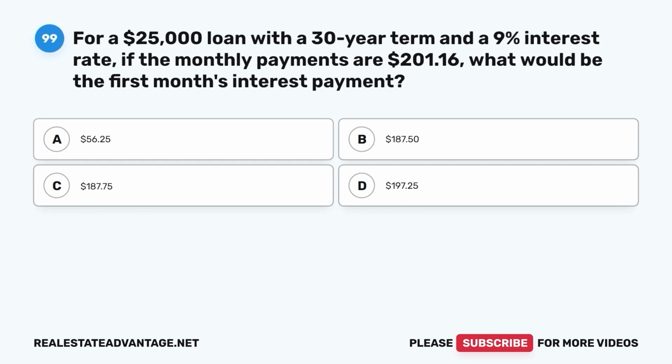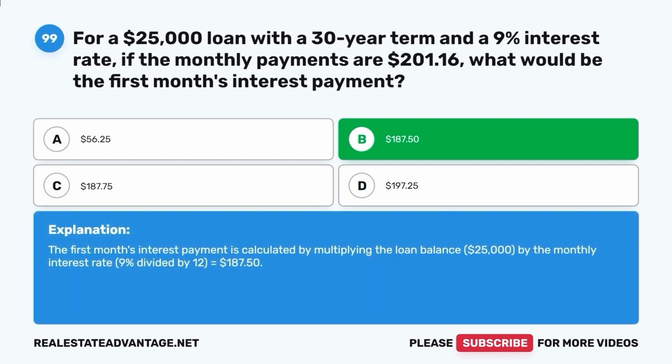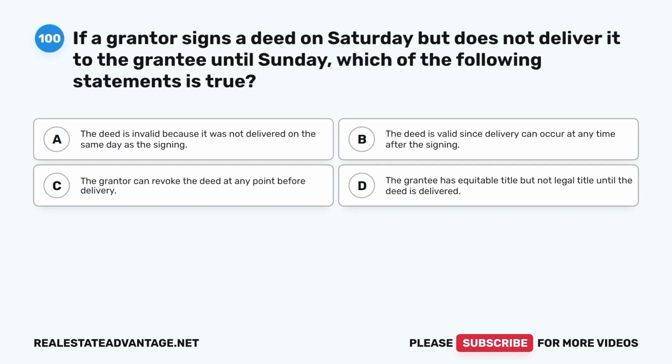Question 99. For a $25,000 loan with a 30-year term and a 9% interest rate, if the monthly payments are $201.16, what would be the first month's interest payment? A. $56.25. B. $187.50. C. $187.75. D. $197.25. The correct answer is B. $187.50. The first month's interest payment is calculated by multiplying the loan balance, $25,000, by the monthly interest rate, 9% divided by 12, which equals $187.50.